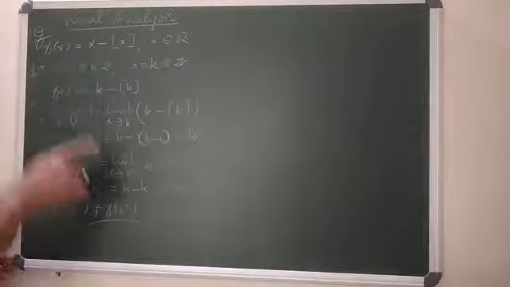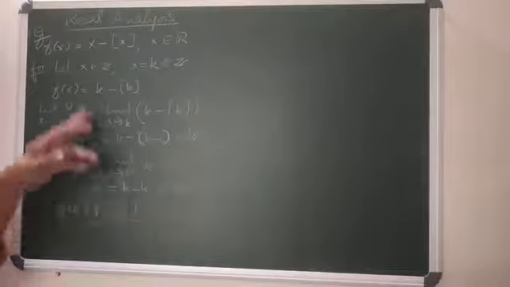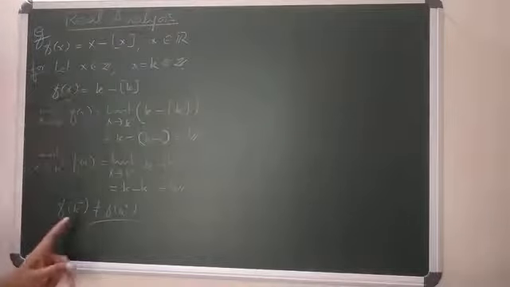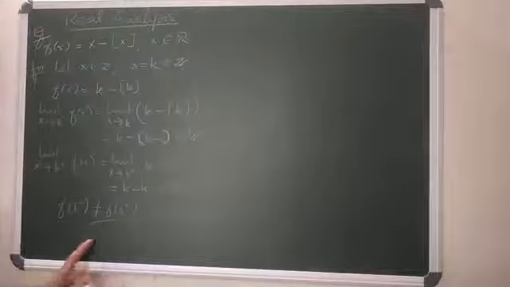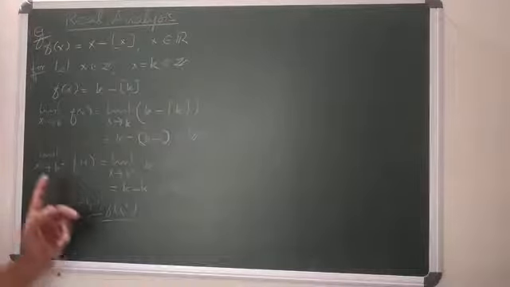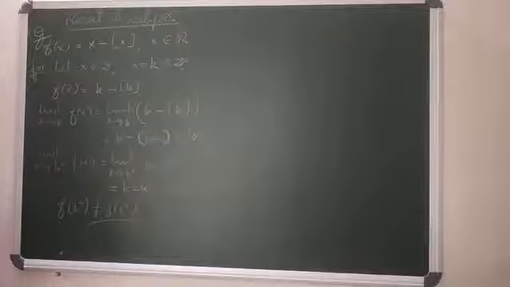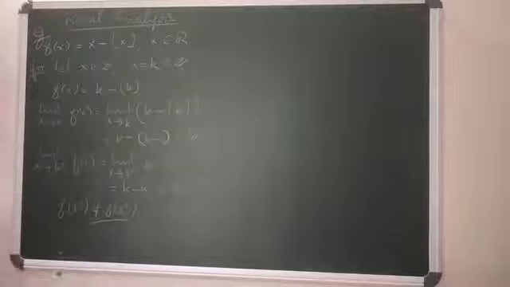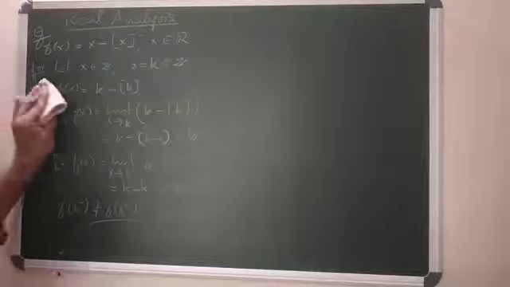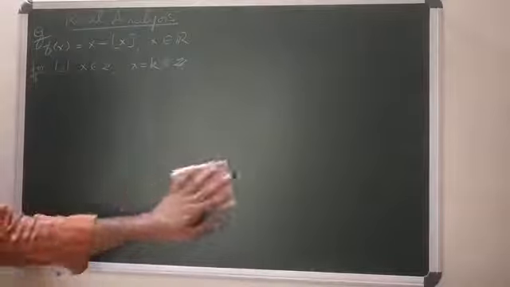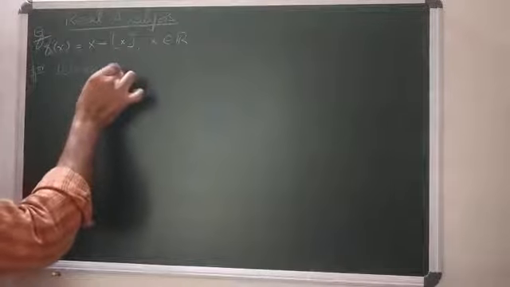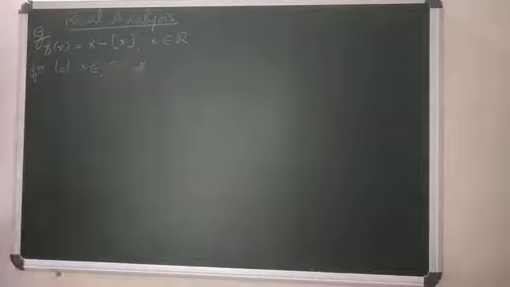This means x minus the greatest integer x is discontinuous when x is an integer. So when x is an integer, f of k minus differs from f of k plus, which means it has a discontinuity of first kind. The given function x minus greatest integer x is discontinuous when x equals k, where k is an integer. Now the second case: suppose x is outside of the integers, which means x is present in R minus Z, the complement of Z in R.